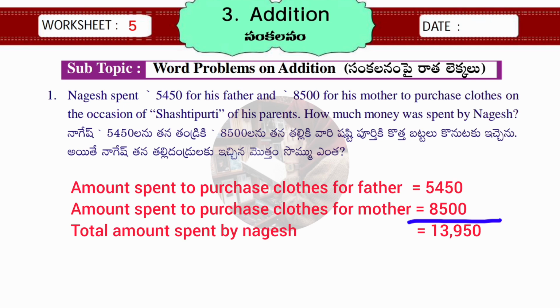Amount spent to purchase clothes for father is 5450. Next, amount spent to purchase clothes for mother is 8500. So, total amount spent by Nagesh on his parents, you have to add both the amounts, then you will get the answer as 13,915. Okay, so how much amount did Nagesh spend? Nagesh spent 13,950 rupees on his parents. Okay, understood, guys?